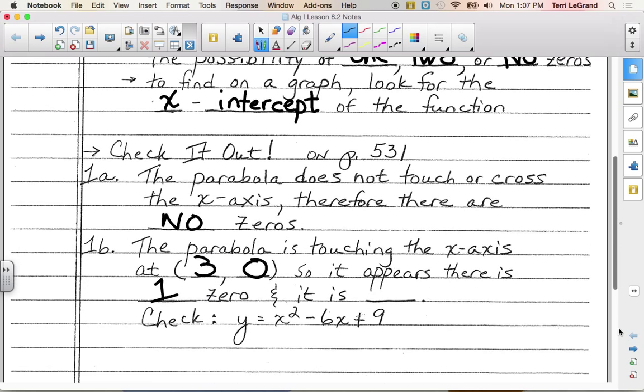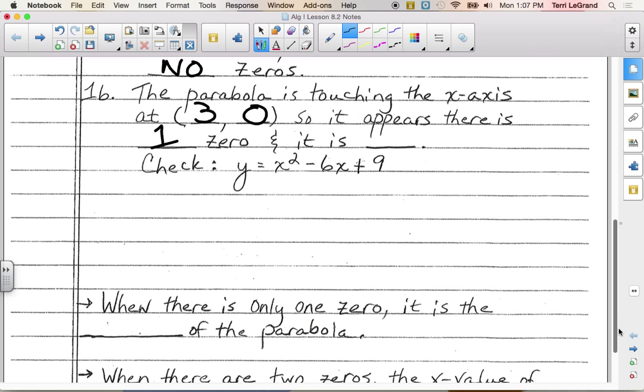Well, what's true about this ordered pair? Y is 0. What's the x value that made that 0? 3. So the zero of the function is actually 3, the number that makes that function equal 0. So now to check it, we put that value in for x and make sure that's what happens. So we put 3 in for x in both places.